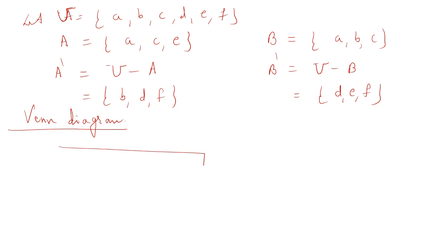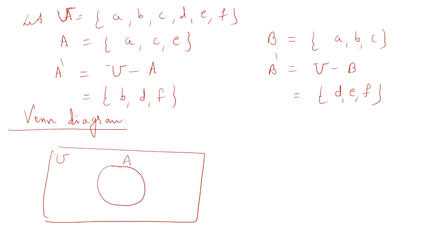So for that, take a rectangle. I told you always this is nothing but the universal set. So what is the universal set now here? A, B, C, D, E, F. In that A is there, so one circle only. What is that? A, C, E.